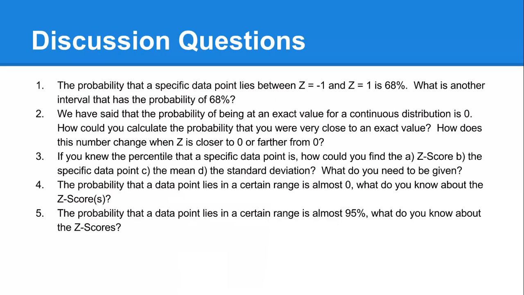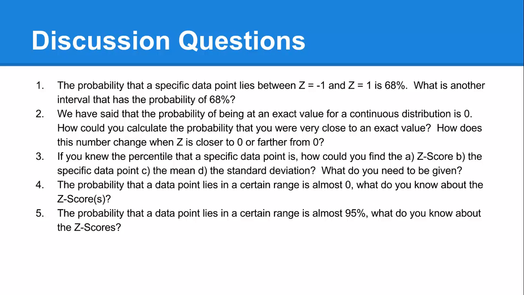Some discussion questions that are interesting to talk about. The probability a specific data point lies between negative 1 and 1. There's another interval that has a probability of 68%. So there you can move it over a bit, but realize that you're getting more if you move the negative 1 left, and then you can just play with Z values and see what are two Z values that are 68% apart. It's an interesting thing to look at.